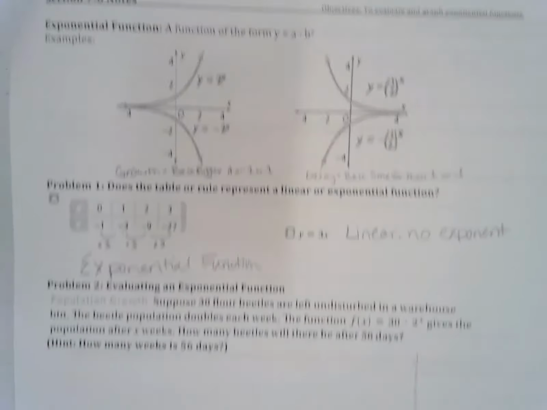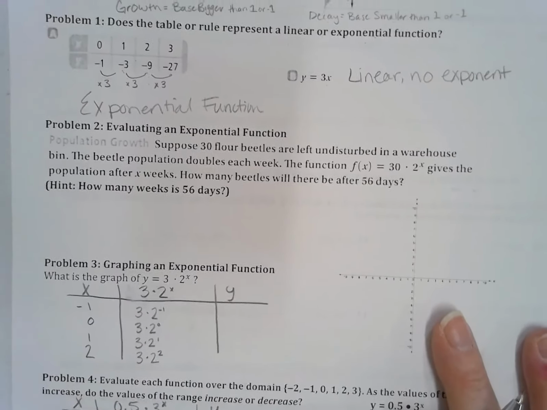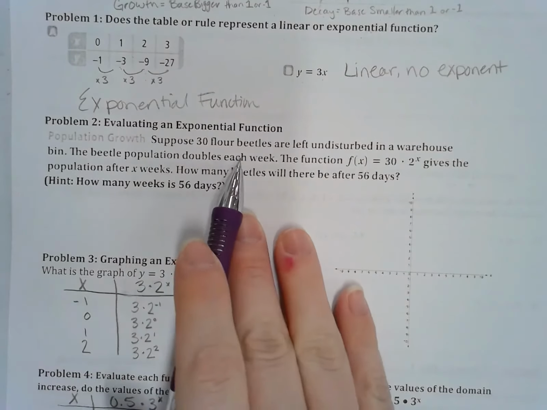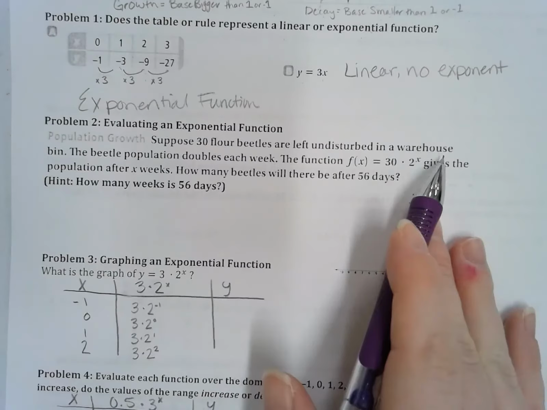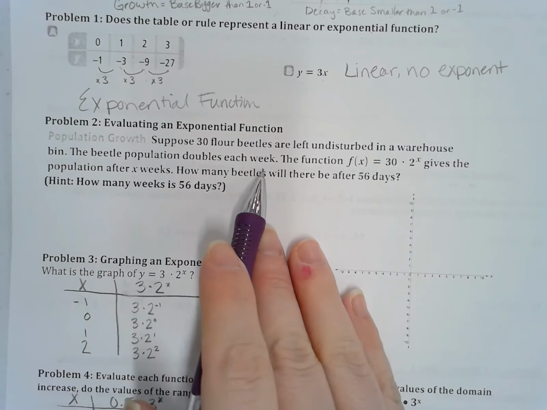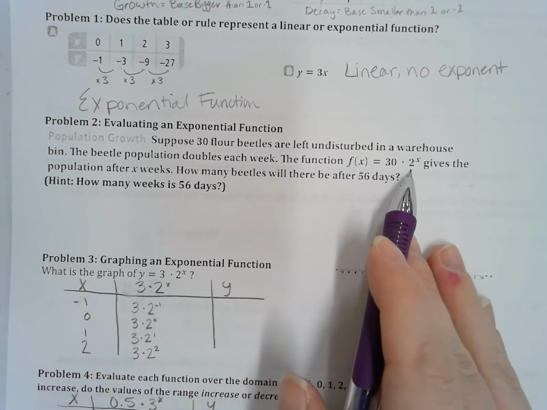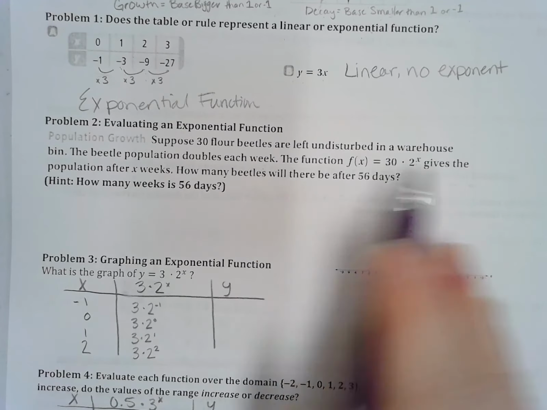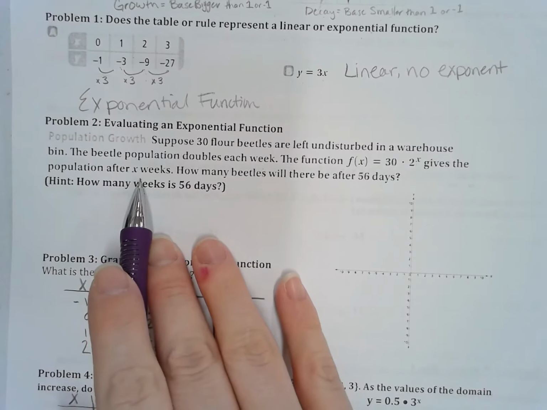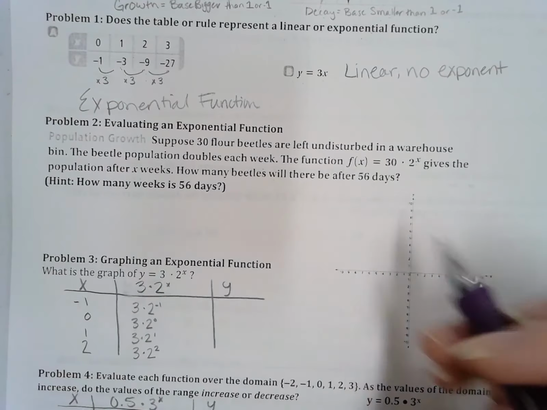Okay, problem number 2, evaluating a function. So it says, suppose 30 flower beetles are left undisturbed in a warehouse bin. The beetle population doubles each week. The function f of x equals 30 times 2 to the x power gives the population after x number of weeks. How many beetles will be there after 56 days?